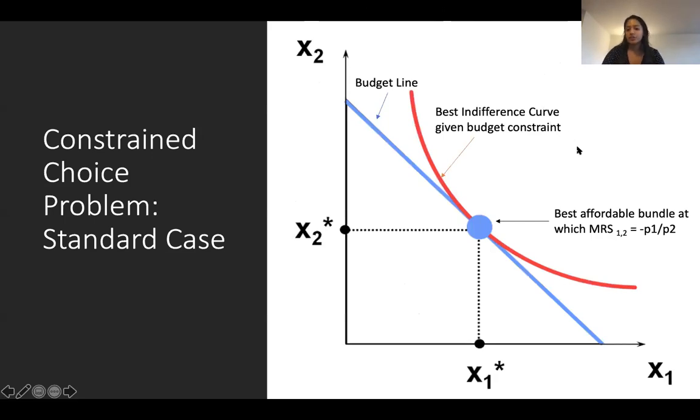Again, I just want to show you some graphs of what it's supposed to look like. This is the standard case of a constraint choice problem, and you see the indifference curve and the budget line, and where the budget line and the indifference curve meet is the best affordable bundle, at which the marginal rate of substitution is the slope, which is minus P1 over P2.